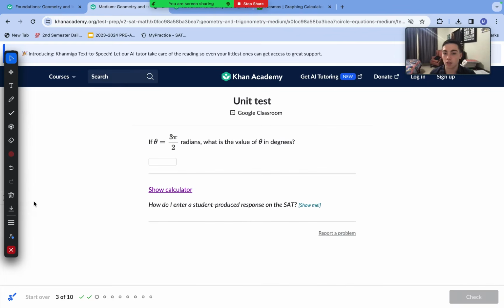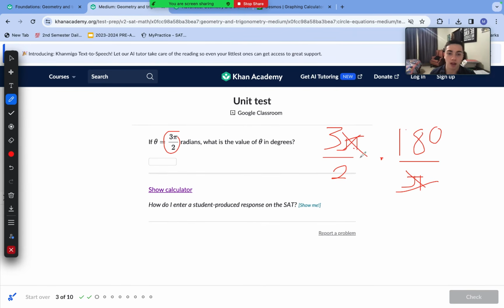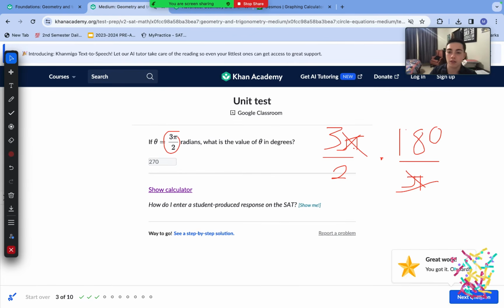On to our next question here. We have a radian value, and we're just converting radians into degrees. From before, we know that we can convert 3 pi over 2 radians to degrees by just multiplying by 180 over pi. Our pi's are going to cancel out, and then we can divide 180 by 2, which is 90. 3 times 90 is 270. So 3 pi over 2 radians is 270 degrees.